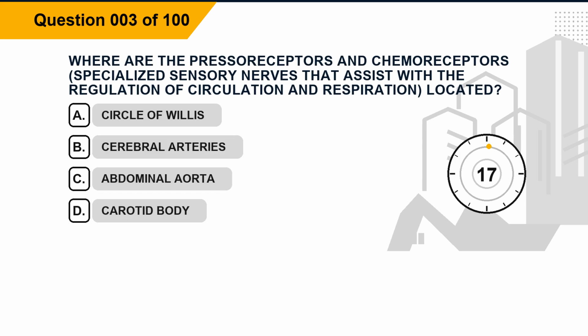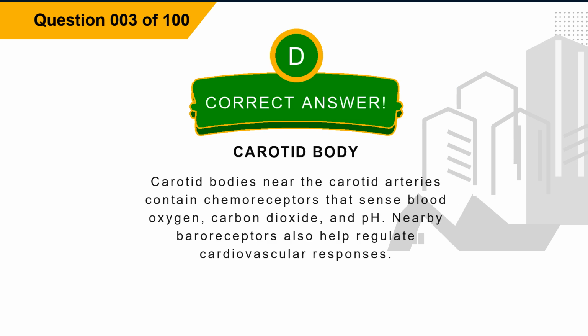Question 3. Where are the pressure receptors and chemoreceptors, specialized sensory nerves that assist with the regulation of circulation and respiration, located? Option A, circle of Willis. Option B, cerebral arteries. Option C, abdominal aorta. Option D, carotid body. The correct answer is option D, carotid body. Explanation. Carotid bodies near the carotid arteries contain chemoreceptors that sense blood oxygen, carbon dioxide, and pH. Nearby baroreceptors also help regulate cardiovascular responses.